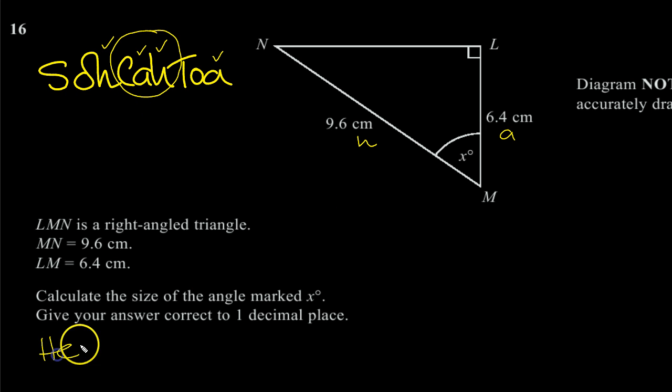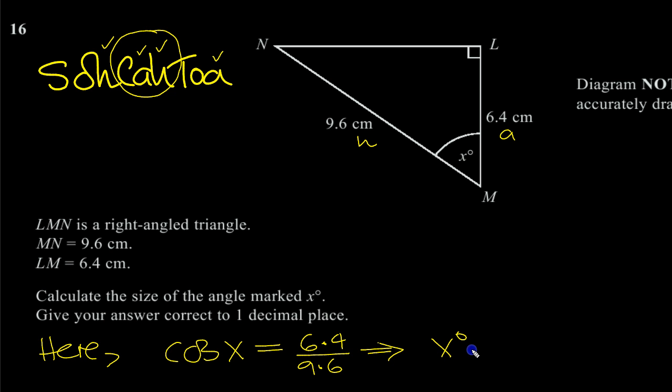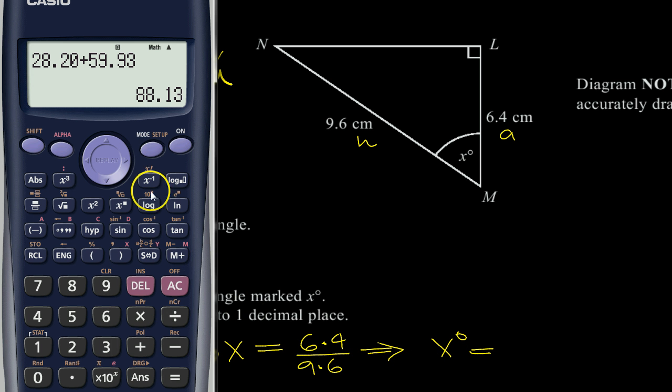So here, cosine of x then is equal to the adjacent, which is 6.4, divided by the hypotenuse, which is 9.6. So that tells us then what x is. So we put it in the calculator then.